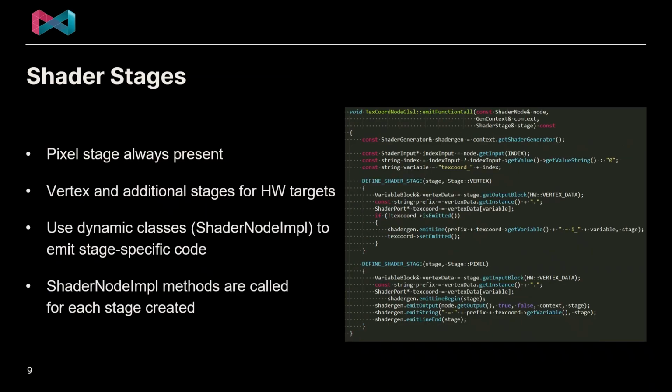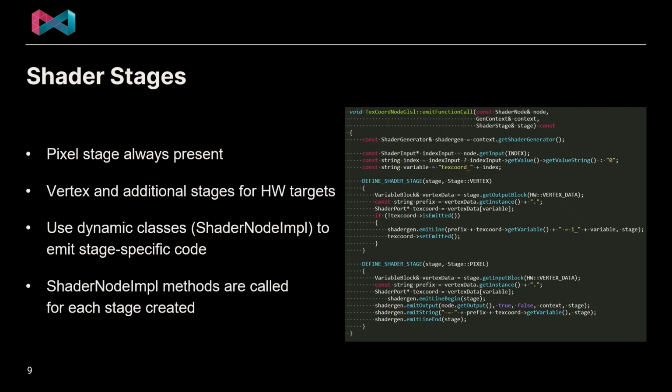For languages like OSL or MDL, only a single stage is required. Those shaders are much simpler to generate since all of the light interaction, BSDF sampling and light sampling and all that happens inside the renderer. So the shader just needs to describe what closures to call and how the closures are combined to form the material. So for them, we generate to the pixel stage that is always available.